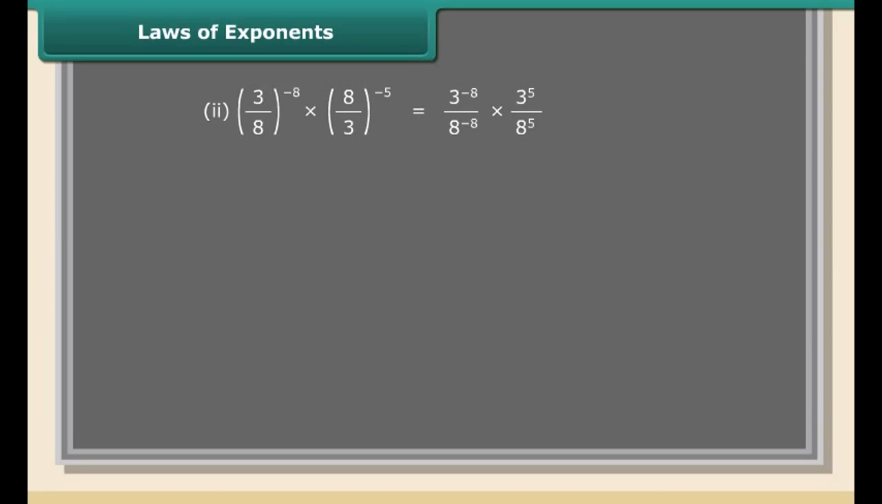Example. Find the value of [1/5^(-2) − 1/3^(-3)] ÷ 1/2^(-2), and (3/8)^(-8) × (8/3)^(-5).